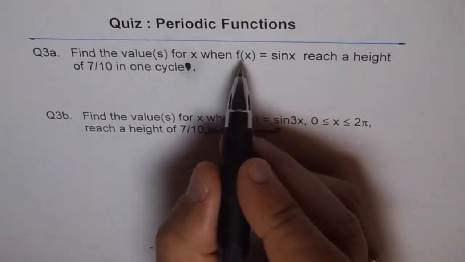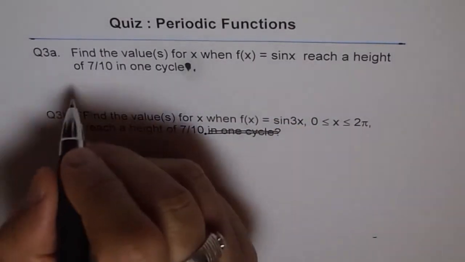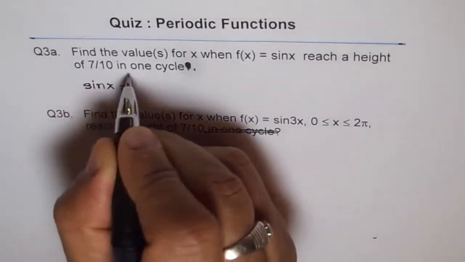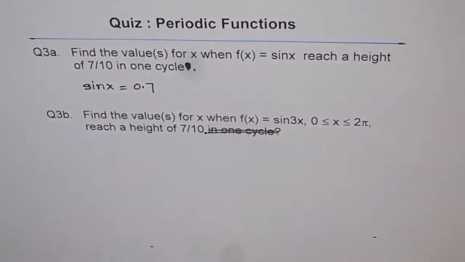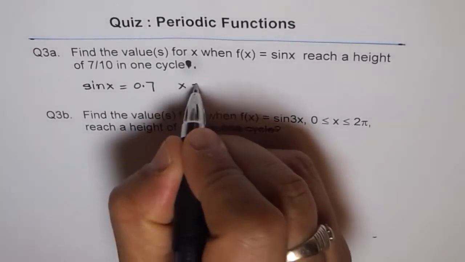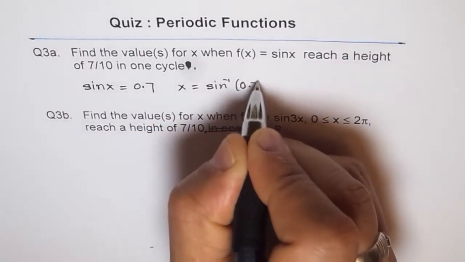Well, it only means f of x is 7/10, which is 0.7, right? So we can write this as sin x equals 7/10, which is 0.7, right? So what is x equal to? x is equal to sine inverse of 0.7, right?